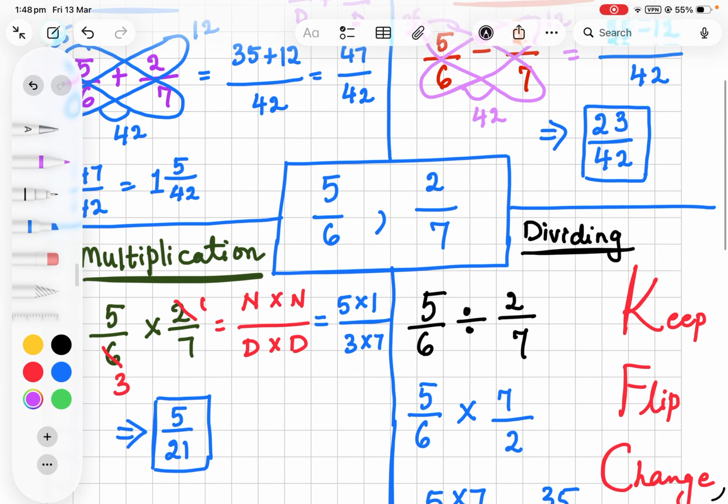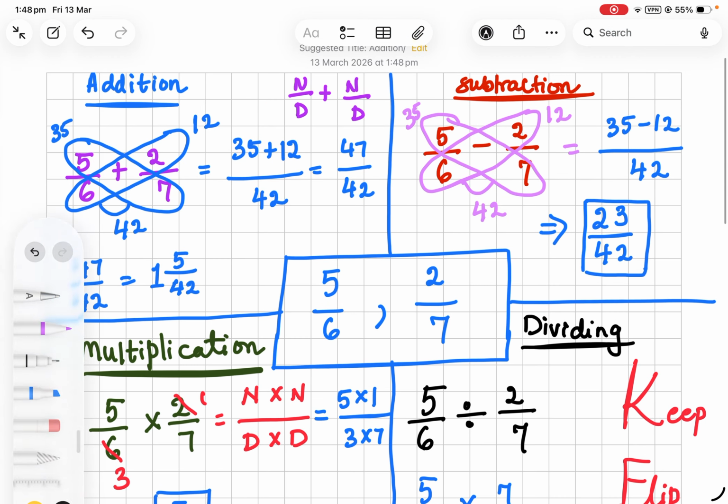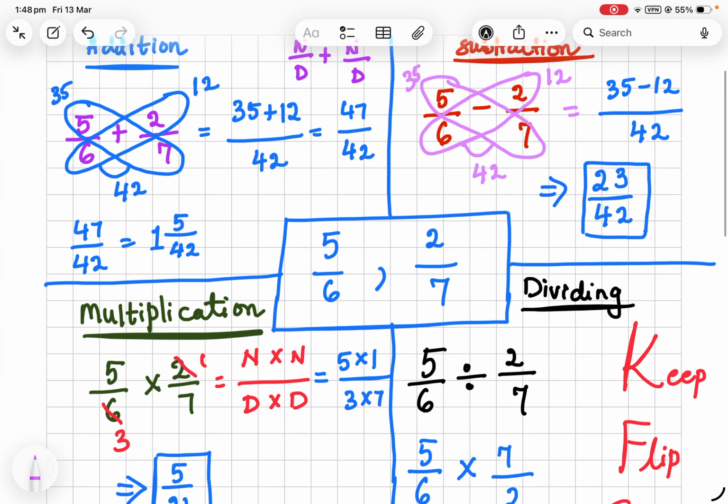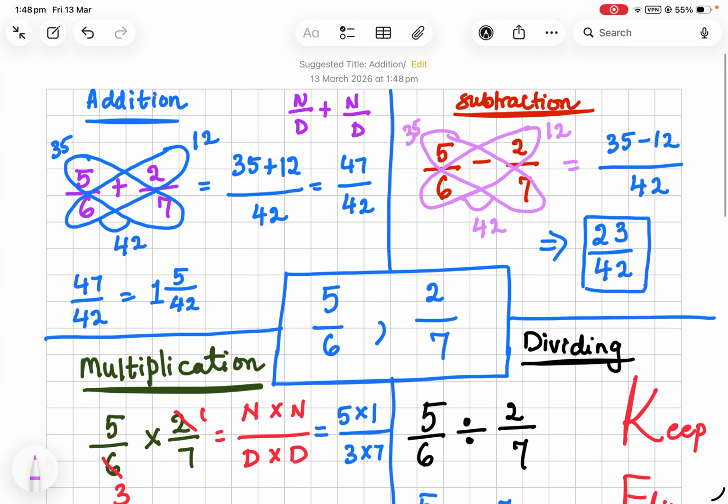Again, easy techniques to solve all 4 operations for fractions.